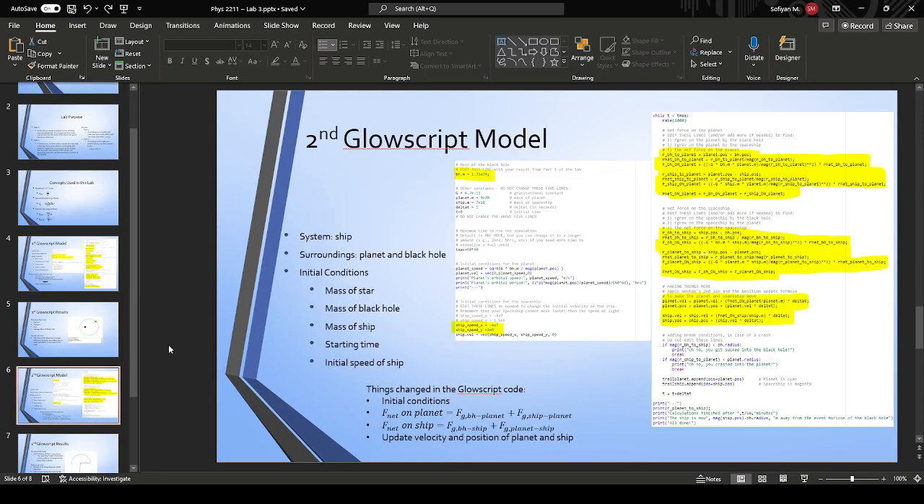For our second GlowScript model, the system is the ship, the surroundings are the planet and black hole, and the initial conditions are the mass of the star, mass of the black hole, mass of the ship, the starting time, and the initial speed of the ship, which we actually have to deduce. Things changed in the GlowScript code on the right-hand side. In the first block, we calculate the F net on the planet by finding the force of gravity from the black hole on the planet and the force of gravity from the ship on the planet, and we add them up to get F net on the planet. Similarly, we do the same thing for F net on the ship: the force of gravity from the black hole and the force of gravity from the planet, and then we add them both up. Then we also utilize velocity and position update formulas to update the velocity and position of the planet and then the ship right here. The rest of it we left unchanged.